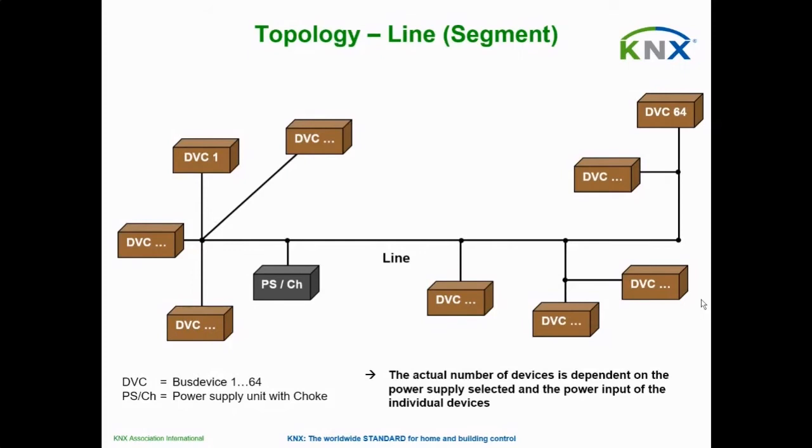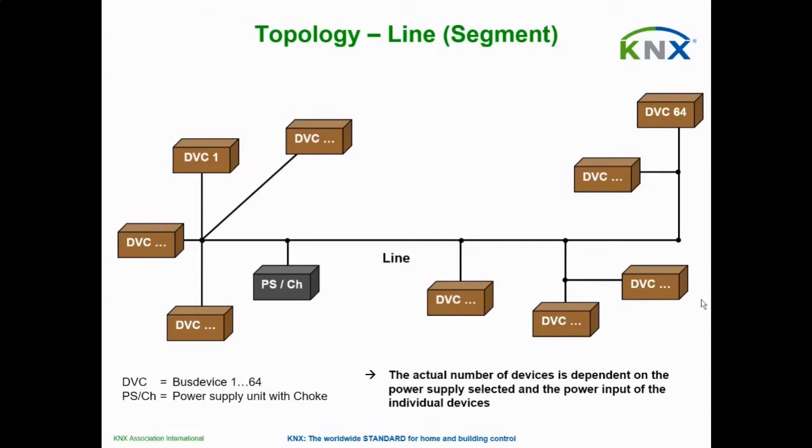On the power supply, you will have a red and a black connection. You connect your red and black wire from your KNX cable on here, and it just drops to all the devices then connected to the line, and it gives them all enough power then to operate and do whatever they have to do on the line. In this sort of section, the actual number of devices depends on what size power supply we have.